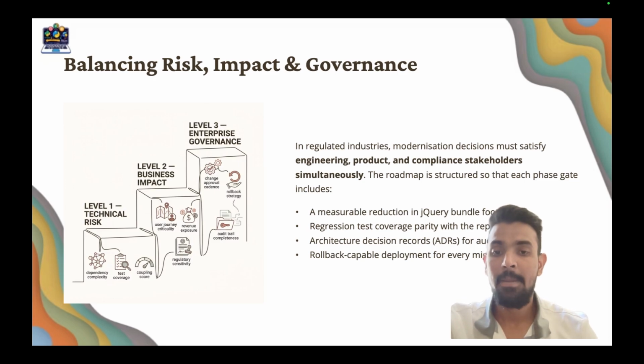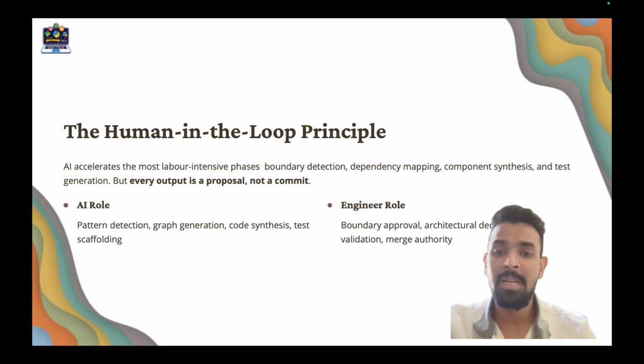One thing I have learned throughout my career is that stakeholders rarely resist modernization. They resist uncertainty. When the engineering team can demonstrate measurable progress and controlled risk, modernization becomes much easier to support across the organization. Throughout this presentation, one idea has remained consistent. Let's revisit that principle one final time. The human in the loop principle.